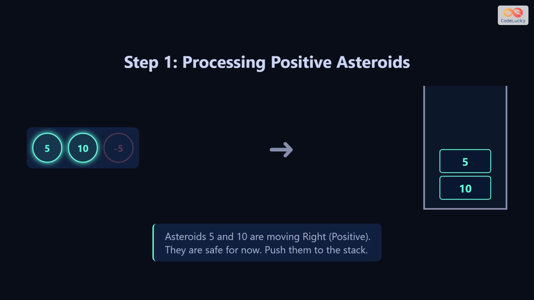Let's walk through an example with the array 5, 10, and -5. We start with 5. It is positive, moving right, so we push it to the stack. Next is 10. It is also positive, so we push it to the stack. No collisions have happened yet.